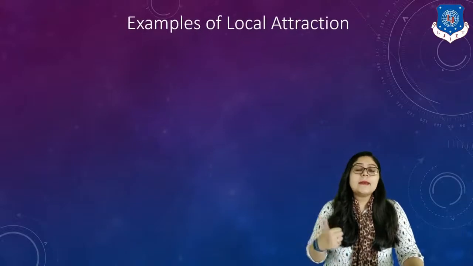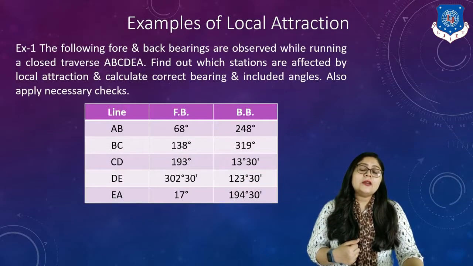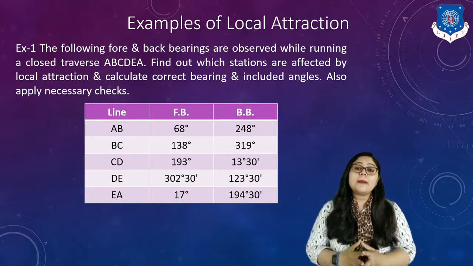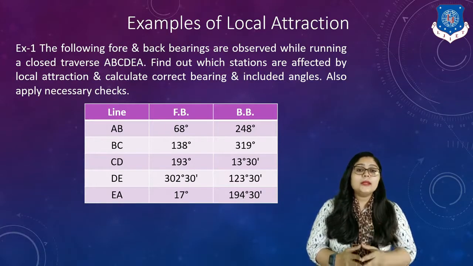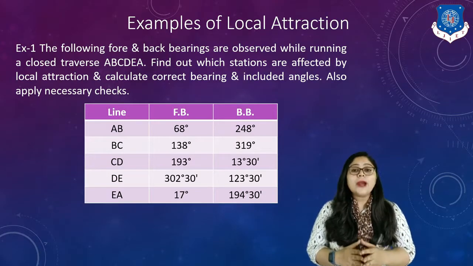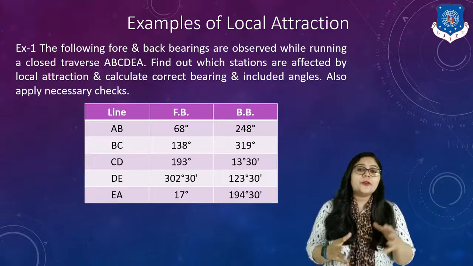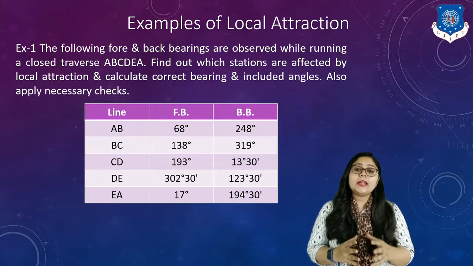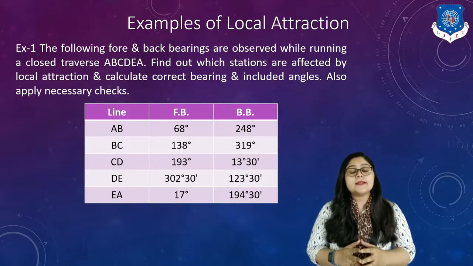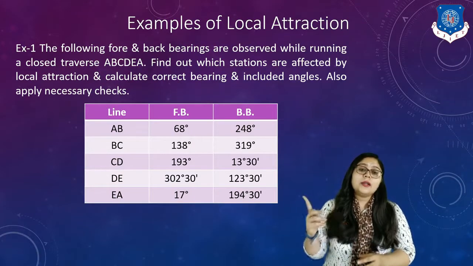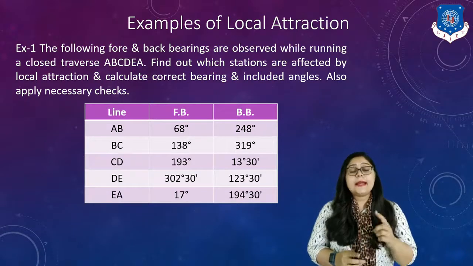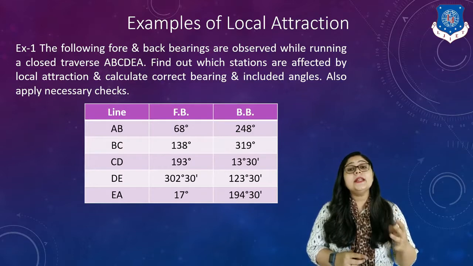So in the example of local attraction, the data should be in such a way which says the following: fore and back bearings are observed while running a closed traverse A, B, C, D, E, A. Find out which stations are affected by local attraction and calculate correct bearings and included angles. Also apply necessary checks. Here on this table, different lines are mentioned like line AB, BC, CD, DE and EA.